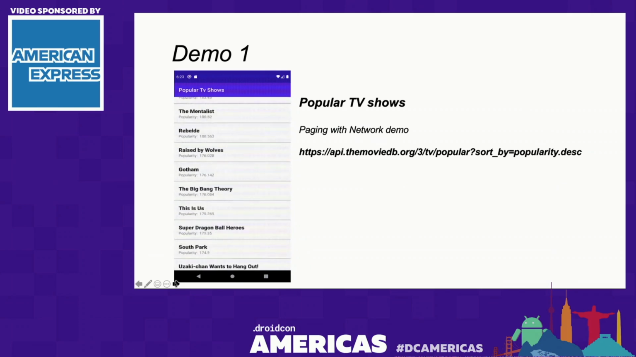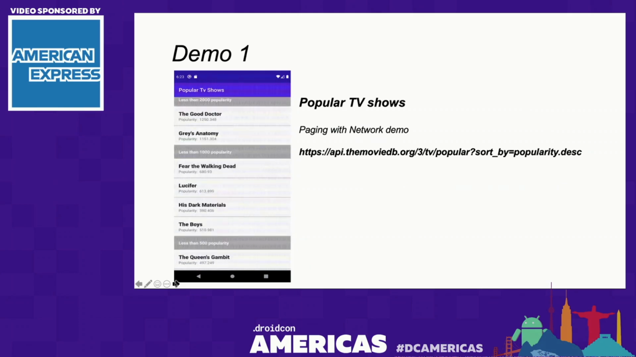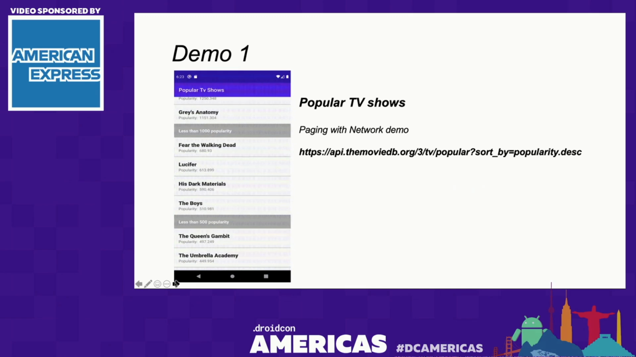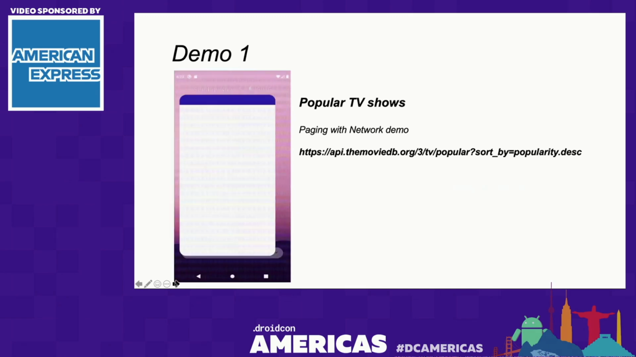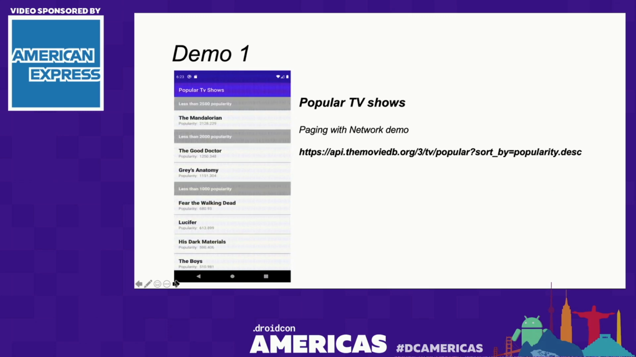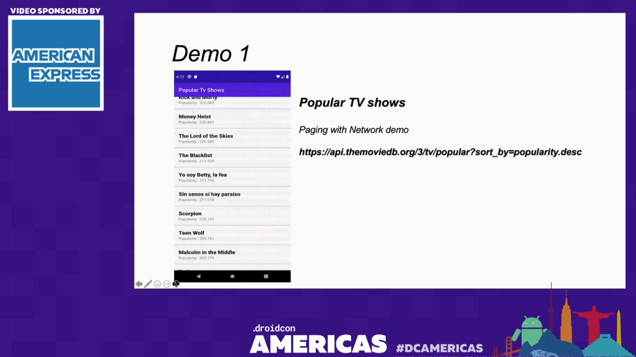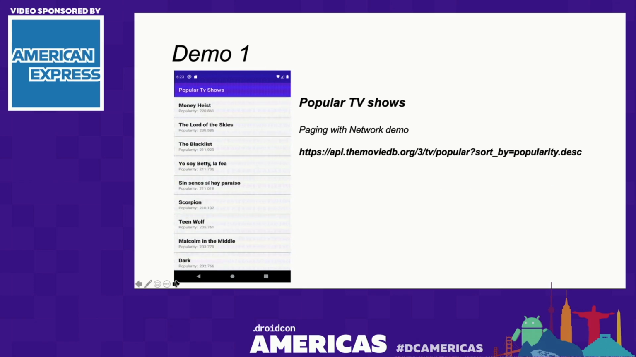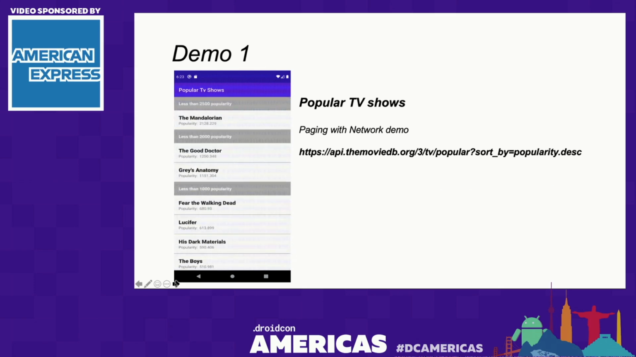And also, as you saw in the beginning, when the app starts, we have a loading spinner. So initially there's an initial loading that takes place, and after that, when the paging data gets loaded, the moment the user reaches the end of the list, again loading takes place.